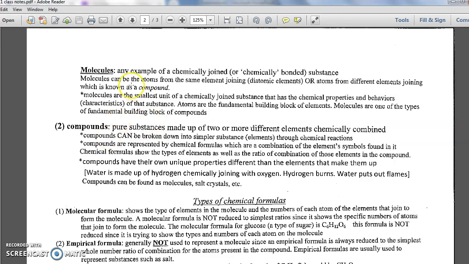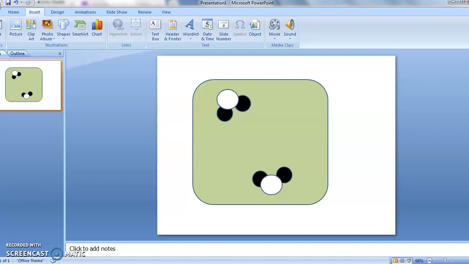A compound is a molecule if that compound has two or more different atoms joined together and they're going around in groups. So when we look right here, this is going around as a group. This is going around as a group. If they're free to move around as a group, it is a molecule.